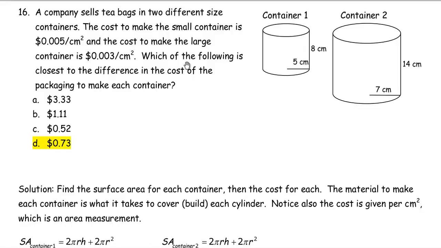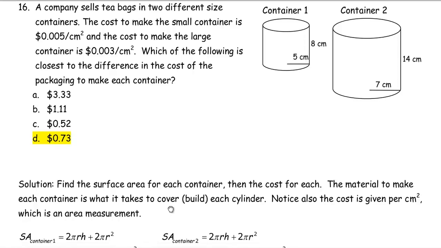So we're asked to find the difference in the cost to make the two containers. Okay, the difference between the costs. Notice that it says per centimeter squared, so we're talking about the surface area of each of these. This is the amount of money each centimeter squared costs to make. We have the radius and the height for each of these, so we can calculate the surface area.